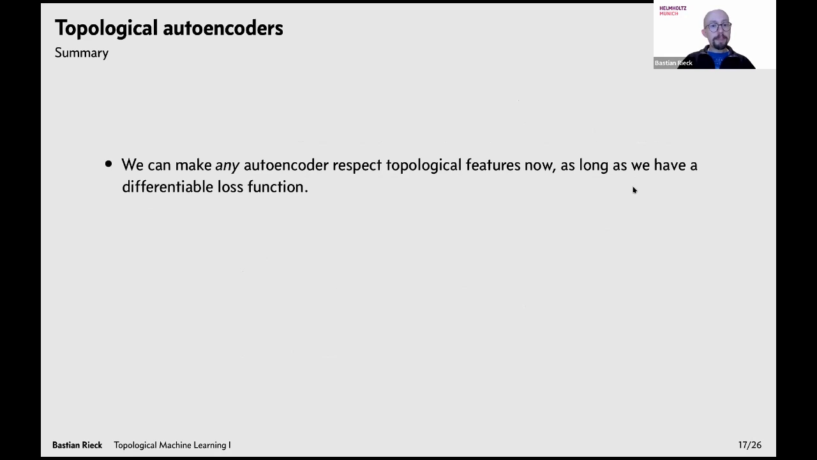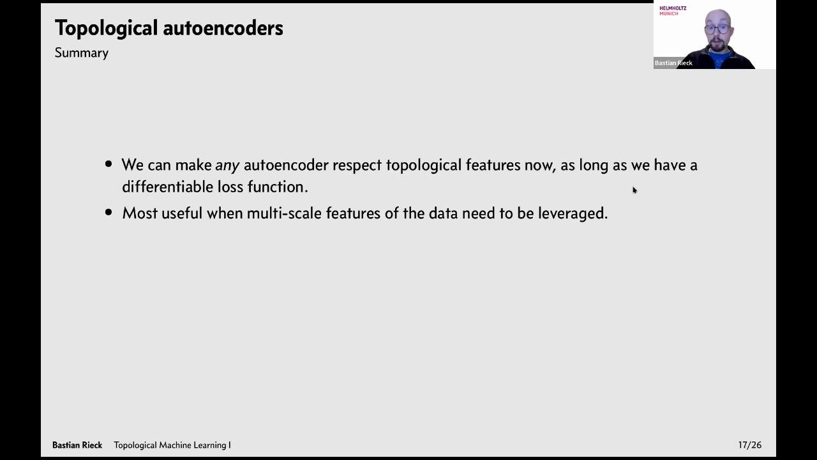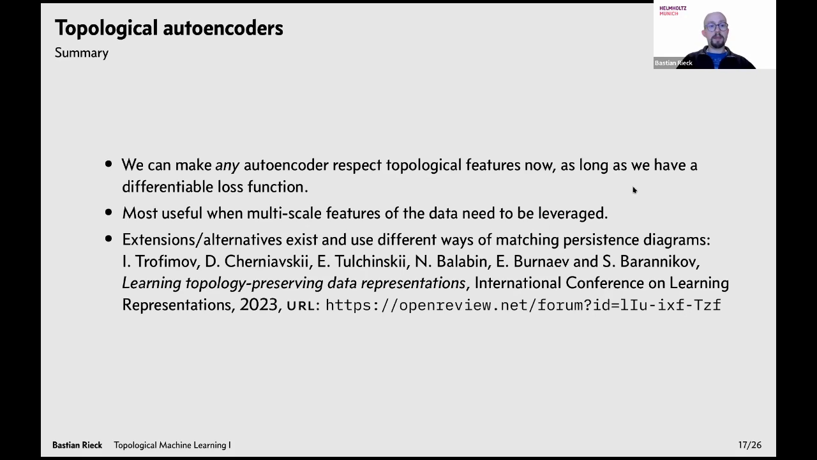Now, let me summarize what we have seen about topological autoencoders. We can make any autoencoder, any architecture, respect topological features, as long as we have a differentiable loss function. This is most useful when multi-scale features of the data are relevant and need to be leveraged, for instance, in single-cell data sets. But of course, if you don't assume that you have relevant multi-scale features in your data, then you don't benefit from this method.